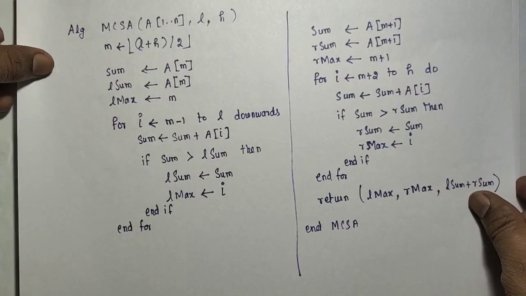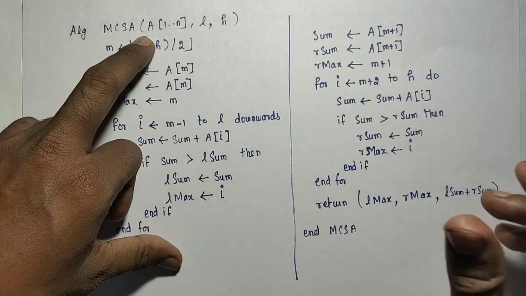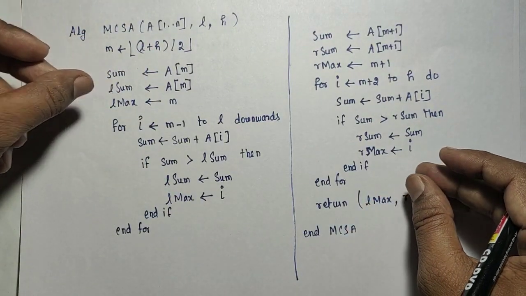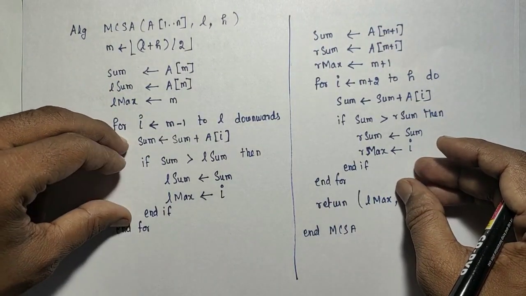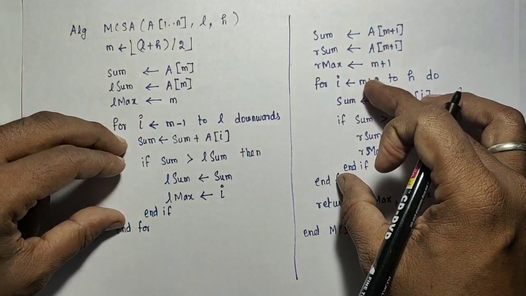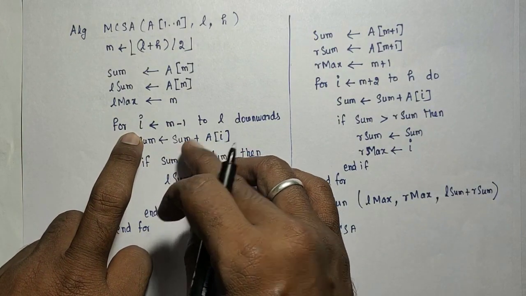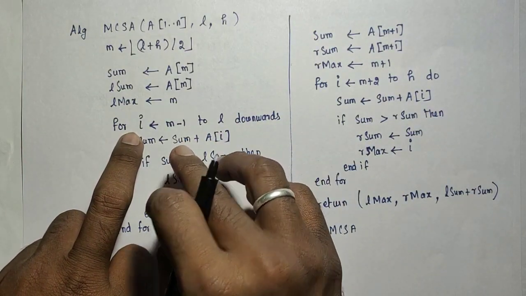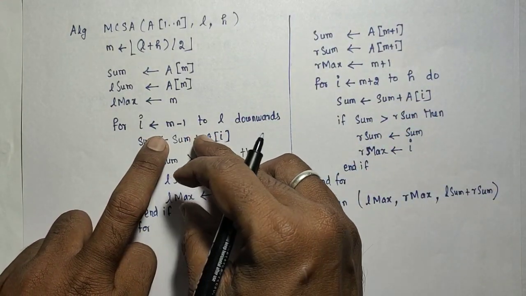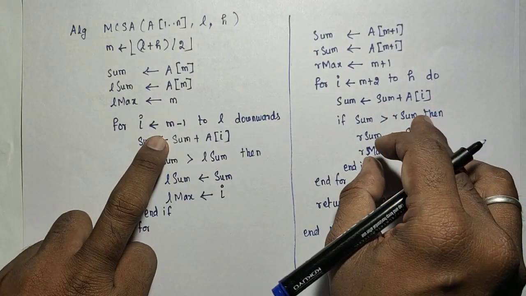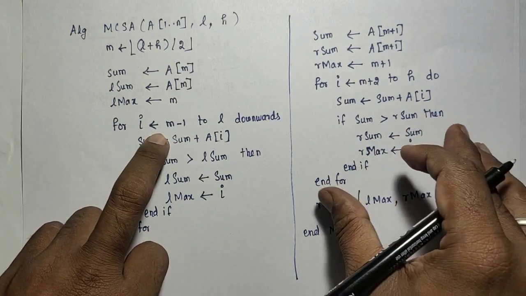So this is the corresponding algorithm, MCSA, mid-crossing subarray. Either you can count each and every statement, 1, 2, 3, 4 and like this, or simply you can go for the iterations, because it contains two for loops. Your complexity is mainly depending on the active operation, how many times that active operation is going to be executed. Active operation is nothing but the operation which happens more often in that algorithm.